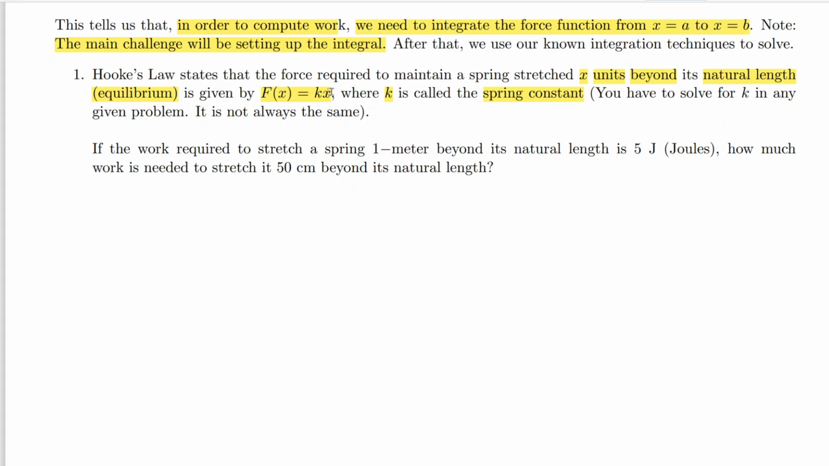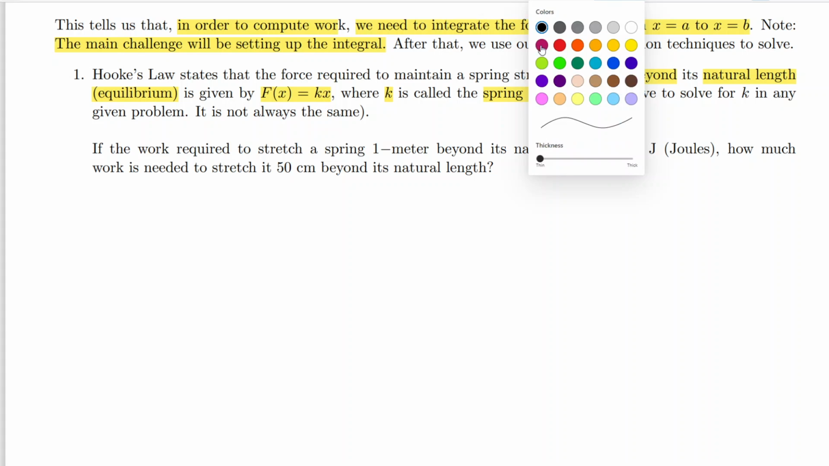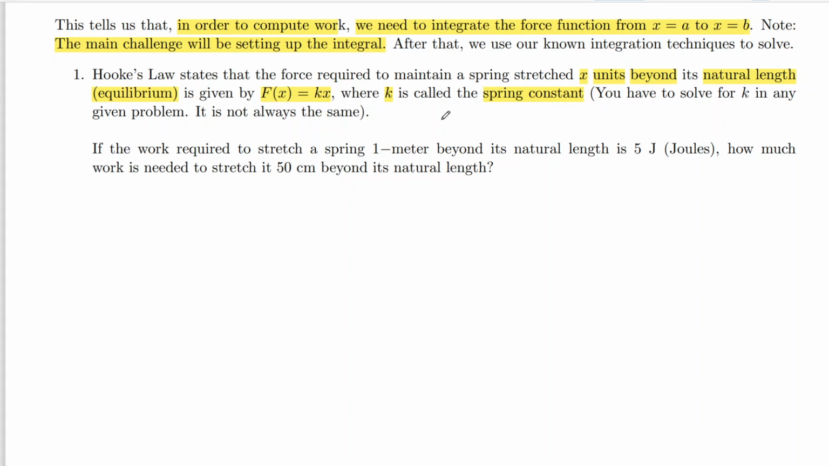All right, so let's go ahead and see what we've got here. This problem says, if the work required to stretch a spring 1 meter beyond its natural length is 5 joules, how much work is needed to stretch it 50 centimeters beyond its natural length? Okay. Now, in terms of work, all we have to do is integrate the force function. But the force function for this, since it's a spring, is f of x equals k times x. So we don't have k. How are we going to figure this out?